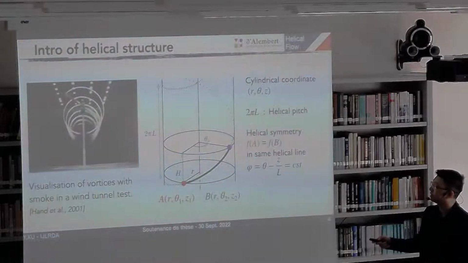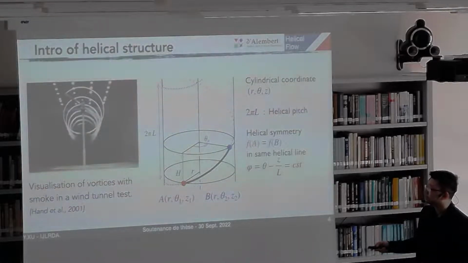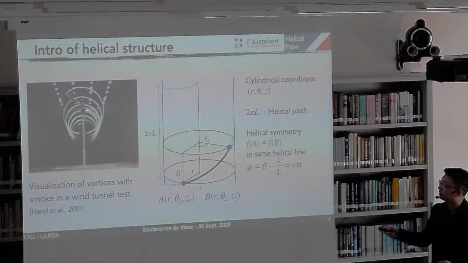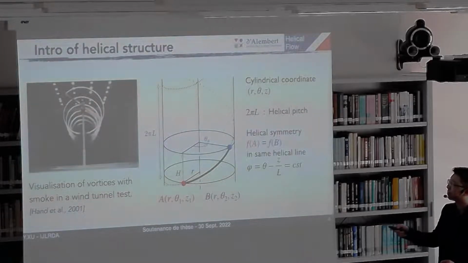You can find here a clearer structure for the flow behind a wind turbine in a wind tunnel test, where the vorticity is visualized by smoke. We assume we are focusing on the part just in the near range behind the blades, and the structure is similar to the illustration here.